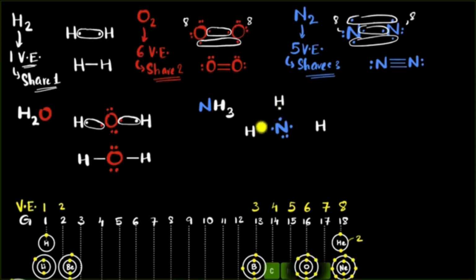And 1 valence electron for hydrogen. It's ready to share that. So 1 bond over here, 1 bond over here, and 1 bond over here. And this will be the lone pair. And again, you can check. Hydrogen has access to 2 electrons. Nitrogen has access to 1, 2, 3, 4, 5, 6, 7, 8.